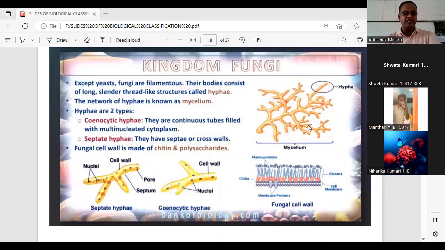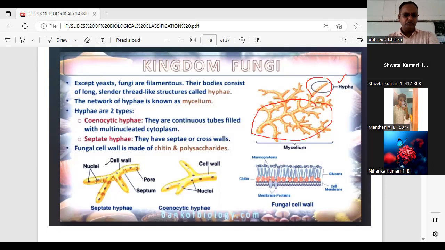Except yeast, the fungi are filamentous. Their body consists of long, slender, thread-like structures called hyphae, the network of the hyphae. Now, student, here I would like to recall one thing. This structure of the fungi is very important. Why? You see, the fungi has thread-like structures. Each thread is called hyphae, and the group of hyphae is called mycelium.